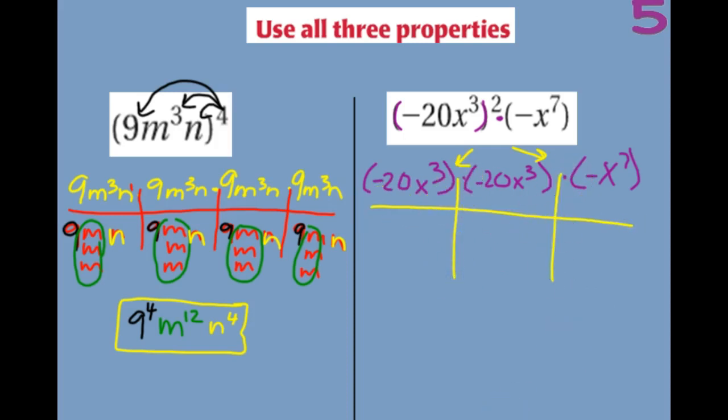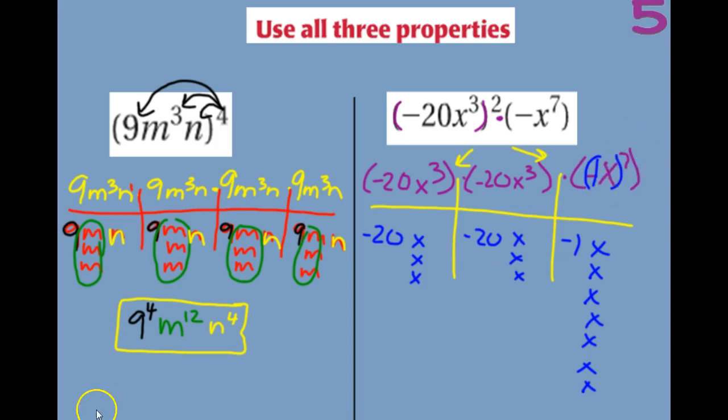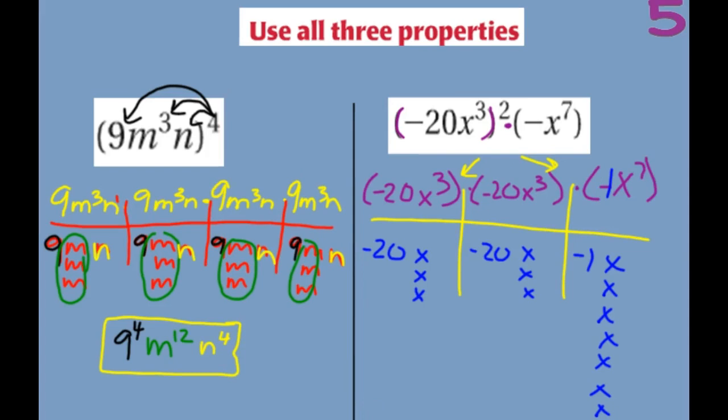So if I multiply or show my work here, this is a negative 20 and then x 3 times. This is a negative 20 x 3 times. And then this is negative x to the power of 7. This isn't a negative x 7 times. It's a negative 1, and then we have 7 x's. 1, 2, 3, 4, 5, 6, 7. The parentheses are not on the inside here. They're on the outside of the 7. So we don't multiply the negative 7 times.